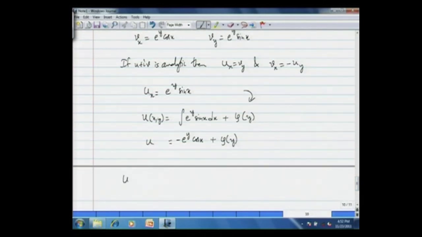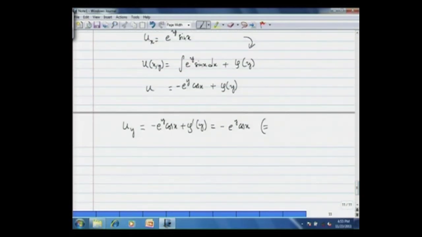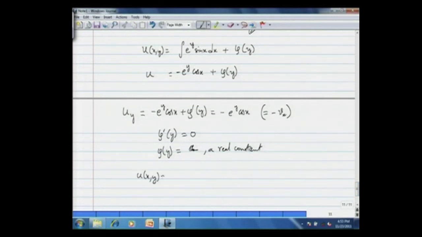Using this, I will partially differentiate u with respect to y to obtain minus e power y cosine x plus phi prime of y. And by the Cauchy-Riemann equations, this should equal the negative of v x, which is minus e power y cosine x. Comparing these two expressions, I conclude phi prime of y is 0, or phi of y is a constant, a real constant. So, that gives us an expression of u of x y equals minus e power y cosine x plus a constant.